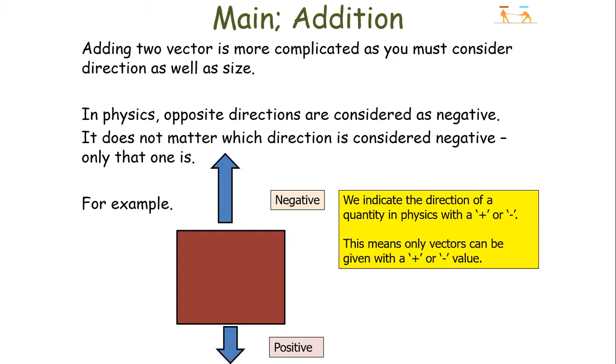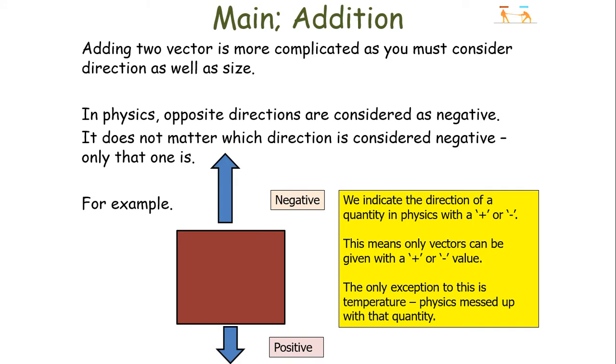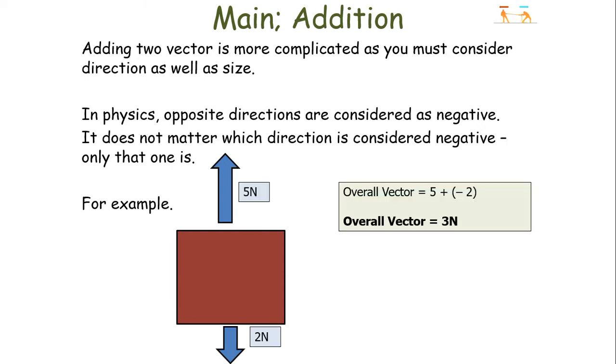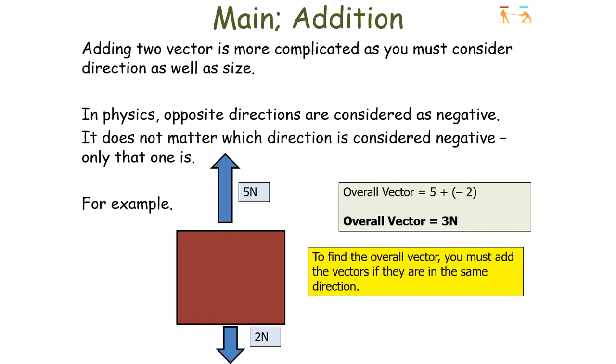So we indicate directions of quantities in physics with plus or minuses. The only exception to the fact that vectors have to be pluses or minuses is temperature, because physics messed up this quantity when it first defined it. Now let's have a look at this example. In this case, the overall vector is 5 plus minus 2, so the answer is 3 newtons. So to find the overall vector, you must add the vectors if they're in the same direction, and you must subtract the vectors if they're in opposite directions.